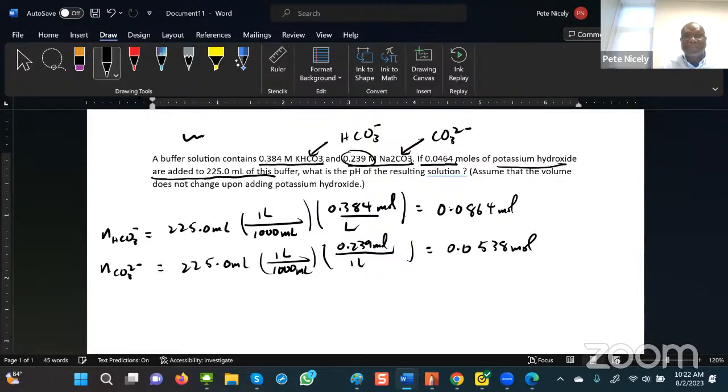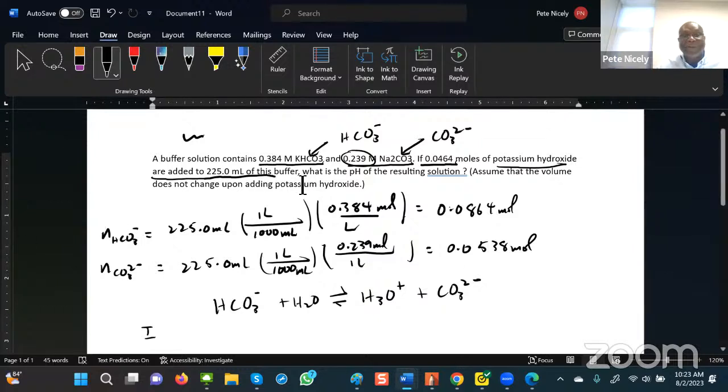moles, all right? So the next thing I'm going to do now is write down the reaction of the weak acid, which is HCO3 minus, plus water to form H3O plus and CO3 2 minus, all right? And then now I'll set up an ice table where the initial amounts of the bicarbonate and, oh no, I'm sorry. I just realized something.